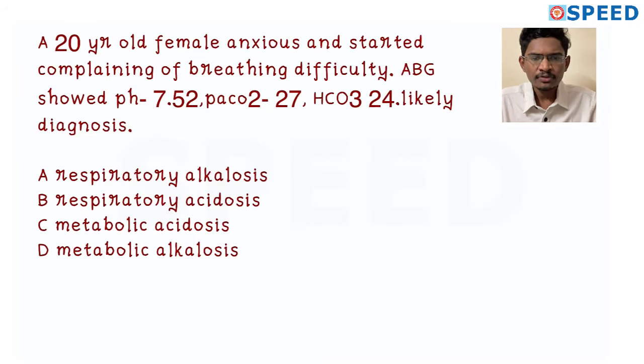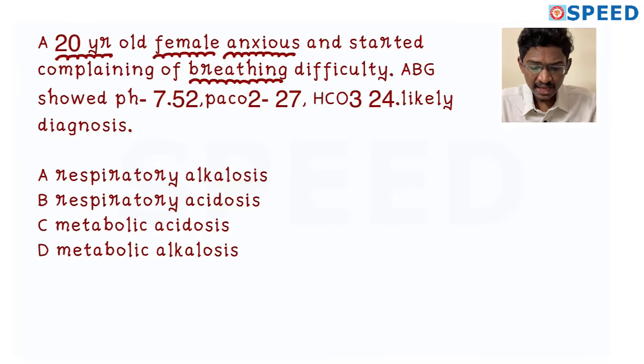A 20-year-old girl becomes anxious and starts complaining of breathing difficulty. ABG showed pH 7.52, PaCO2 27 and bicarb of 24, other electrolytes normal. What is your diagnosis? Respiratory alkalosis, respiratory acidosis, metabolic alkalosis. It's a direct question.